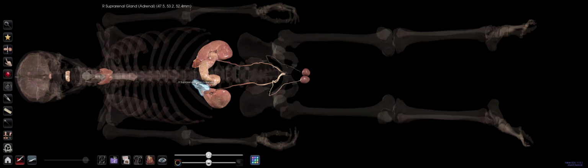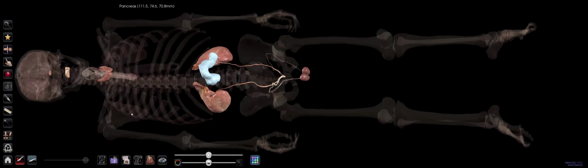What else? Well, remember the pancreas. So here's the pancreas right here. What is the function of the pancreas endocrine wise? Blood sugar. Think about blood sugar. Yep. And you have the two antagonists, glucagon and insulin. Those two go against each other.